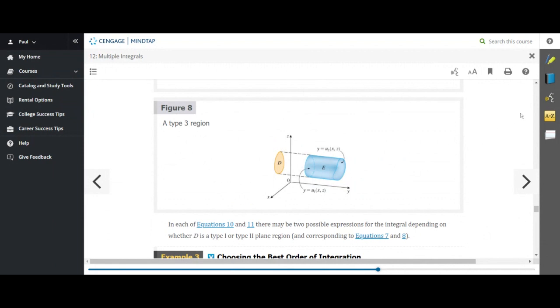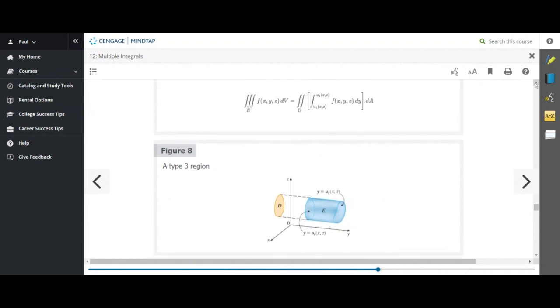So in that situation, this would be your triple integral. You see, you integrate with respect to y first. Okay, are there any questions on this?